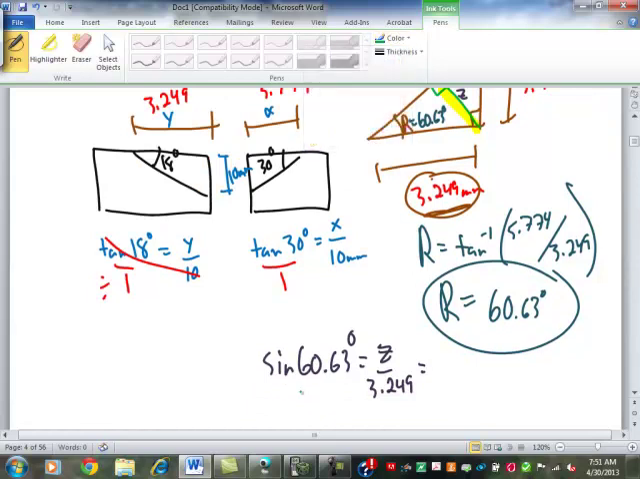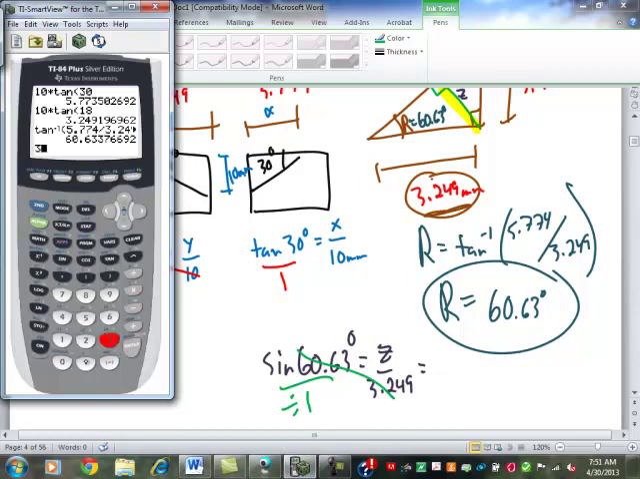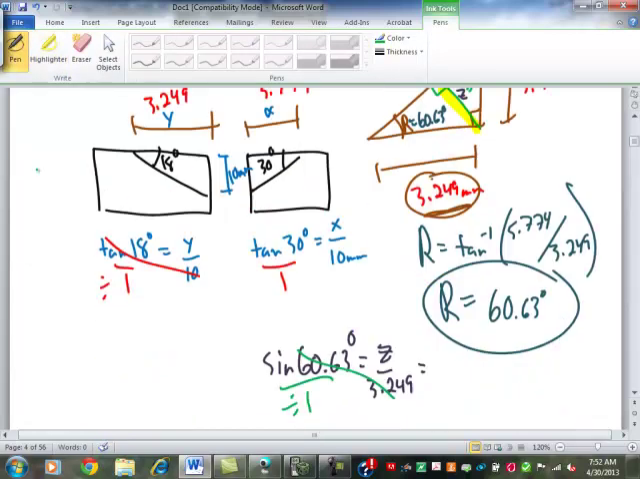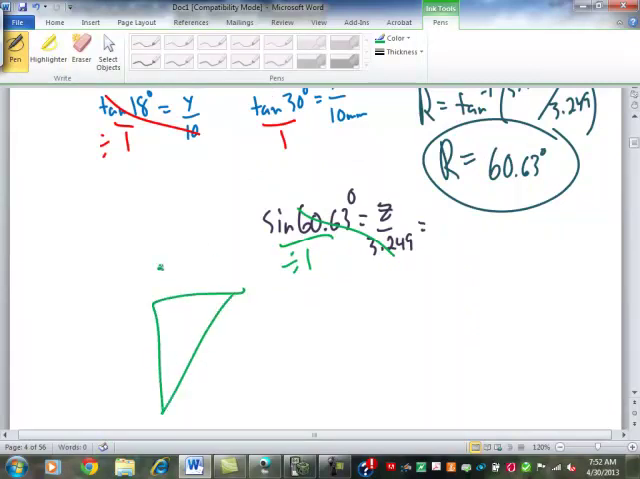So, put this over 1, cross multiply and divide. So it's 3.249 times the sine of 60.6337. I get 2.832. Now that's 2.832. Now I'm looking at this triangle here. That 2.832 is that top side. It's 2.832. This was the 10 millimeters that I chose as my depth.